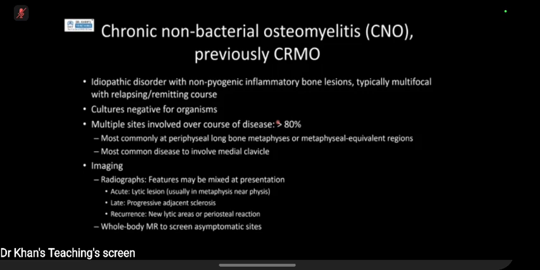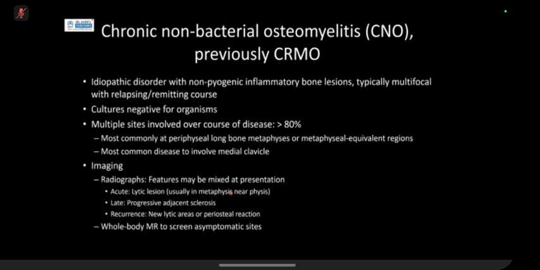It is more common if you are at higher risk, if you do have some underlying inflammatory disease. So that's good for your question of whether there's any underlying JIA. You get multiple sites involved, and as I said earlier, long bone metaphyses or metaphysis equivalents, and it's the most common disease to involve your medial clavicle. In adults, you think of SAPHO, which comes with pustulosis and skin changes as well.